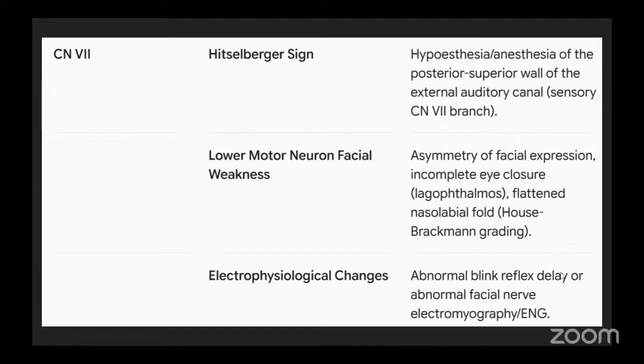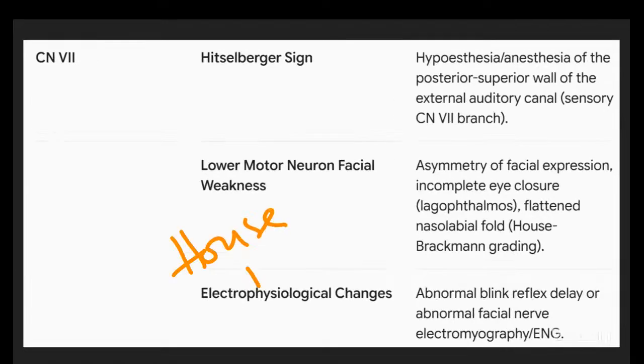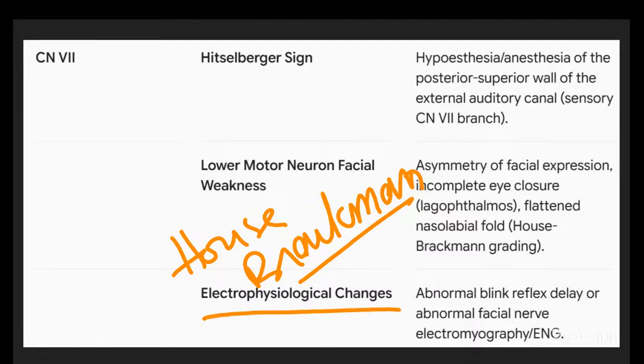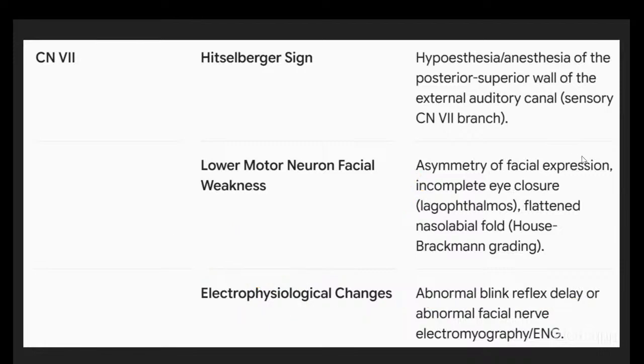Then we come to the facial nerve. You can find Hitselberger sign if there is no overt paresis. If there is overt paresis, then you will need to grade them according to House-Brackmann grading. And if you get an EMG done, there would be an abnormal blink reflex or abnormal facial nerve EMG.